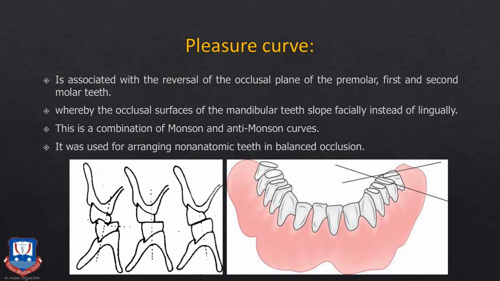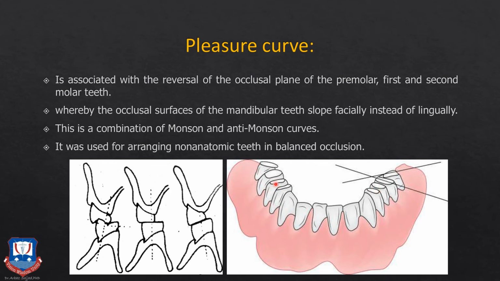Next up is the Pleasure curve. This curve is usually associated with reversal of the occlusal plane in the premolar, first molar and second molar teeth, whereby the occlusal surfaces of the mandibular teeth slope facially. So here we can see the occlusal surfaces of the mandibular teeth are sloping facially. This type of Pleasure curve is given when we use monoplane teeth or 0-degree teeth.